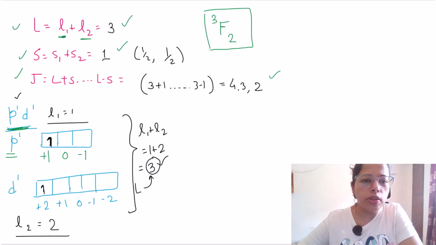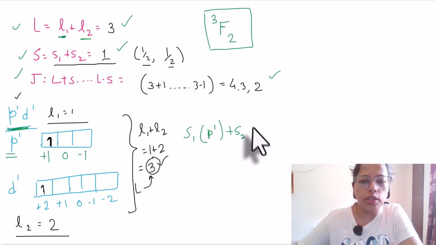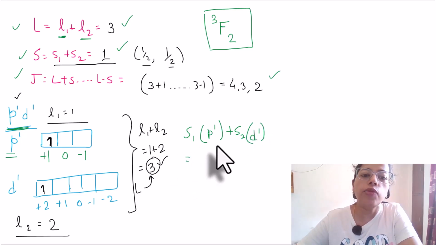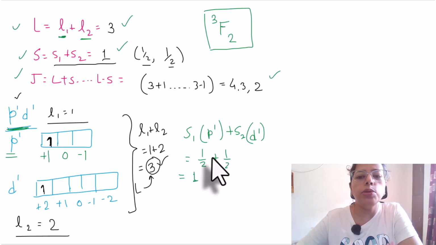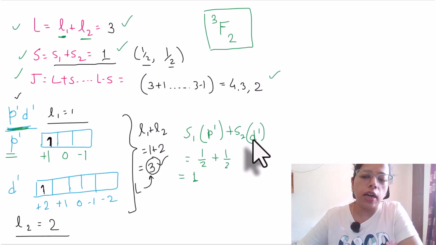Now what about the spin value? S1 plus S2 comes out to be 1. That means the individual spins S1 and S2 are half each. Since we have 1 electron in P1 and D1, obviously the spins should be S1 for P1 plus S2 for D1, that is equal to, since both contain 1 electron each, half plus half equal to 1. So we got the spin value as well from the P1 D1 configuration.